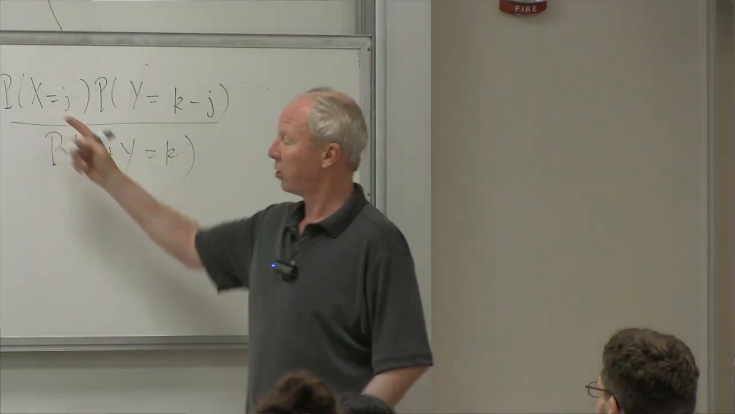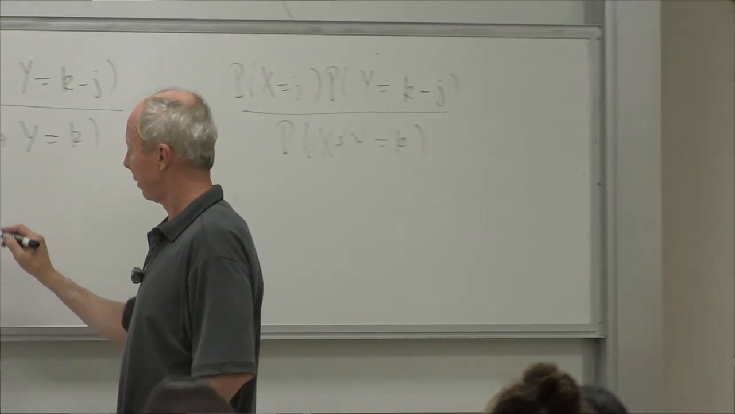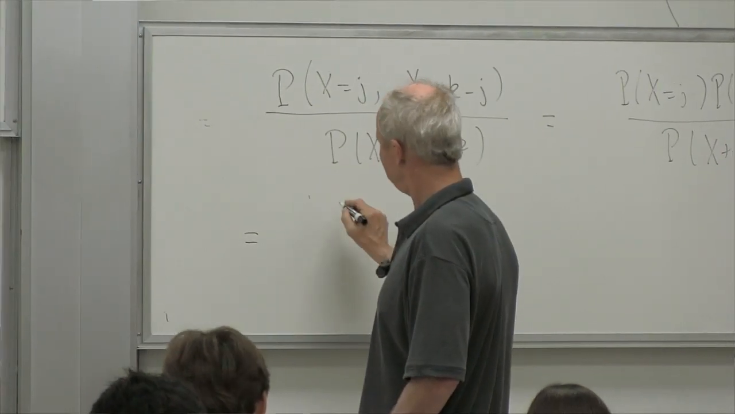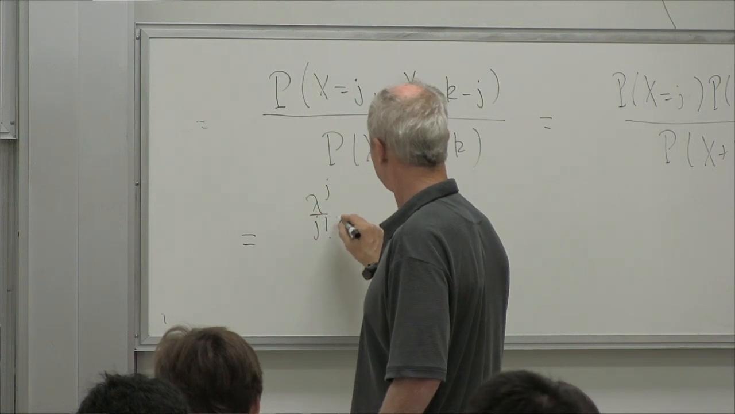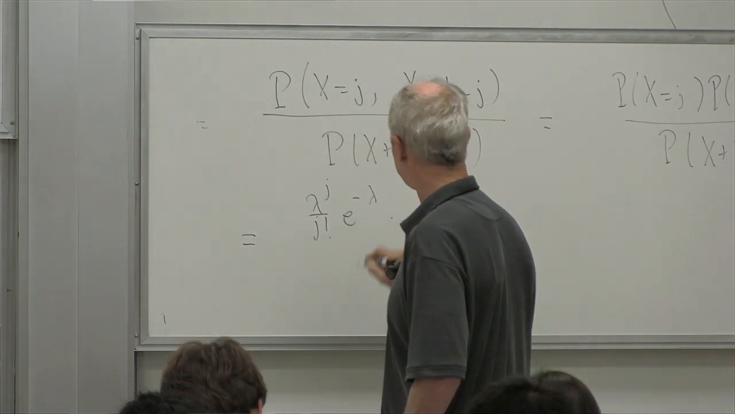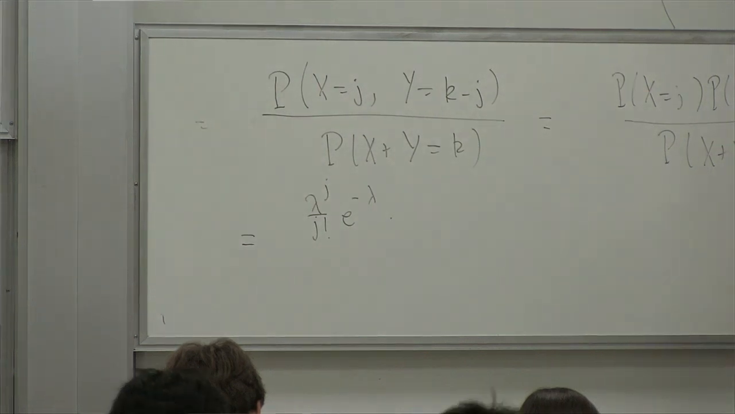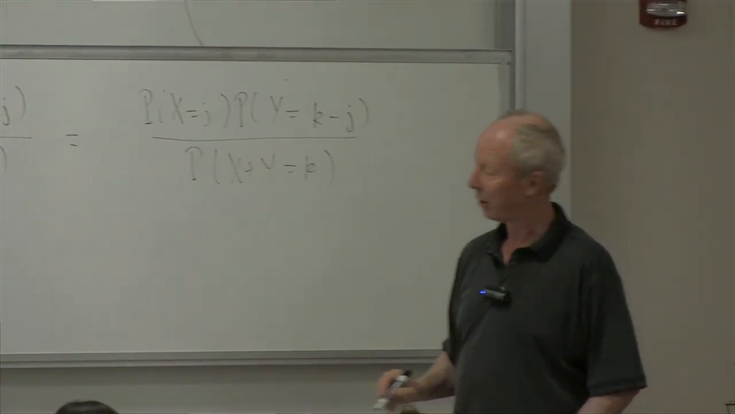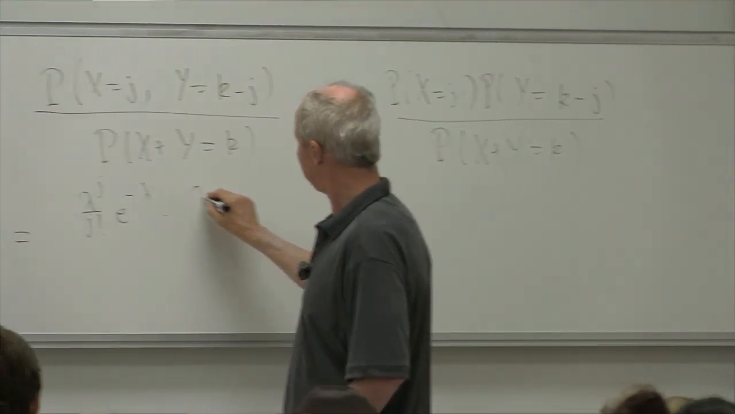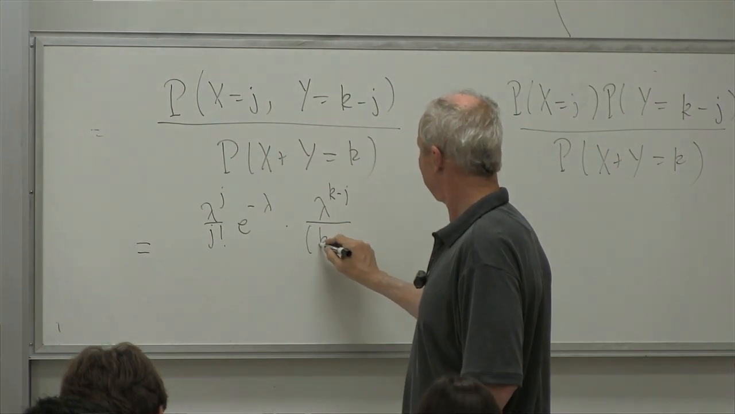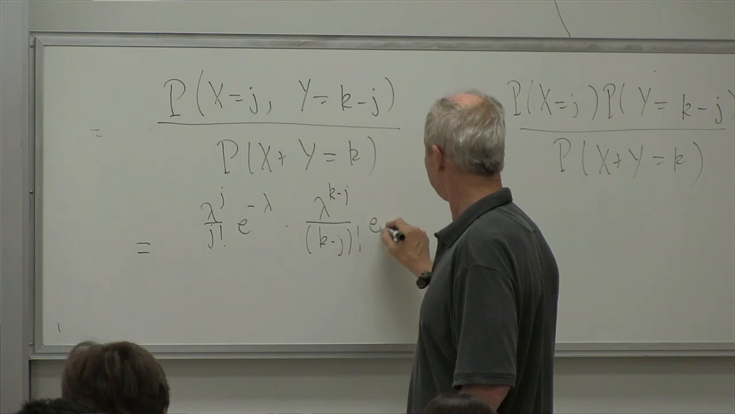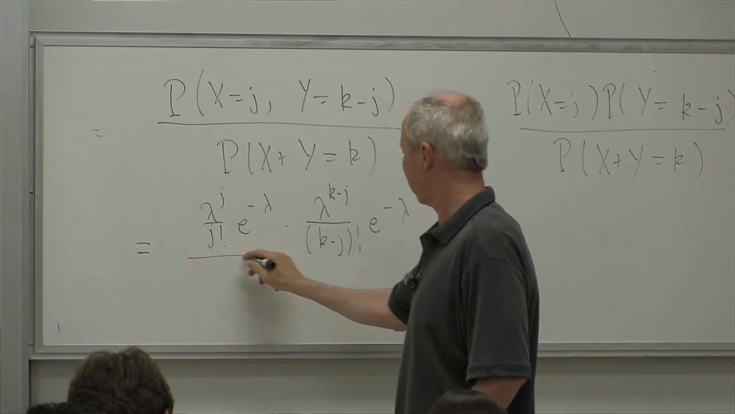Okay, what's the probability x is j? Lambda to the j over j factorial, e to the minus lambda. Okay, what's the probability that y is k minus j? Lambda to the k minus j over k minus j factorial, e to the minus lambda. Okay, so far so good.